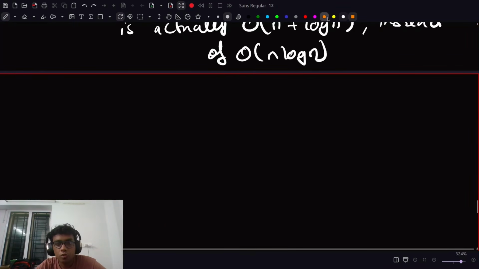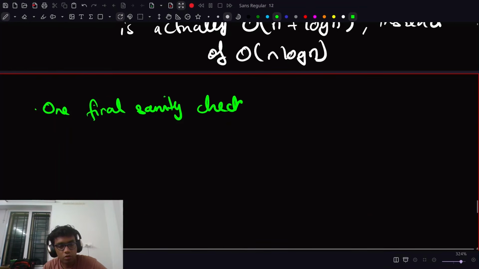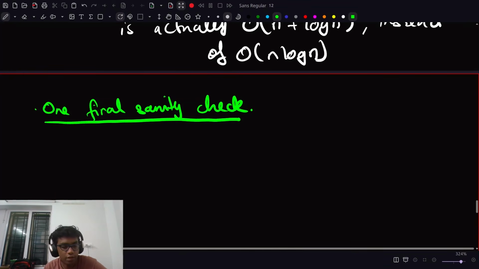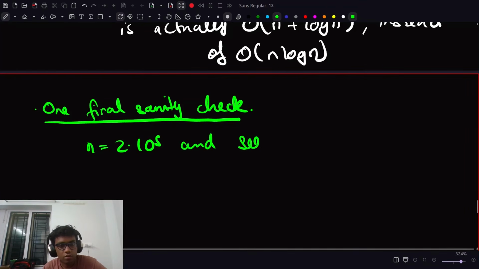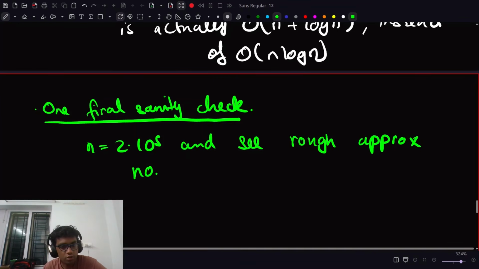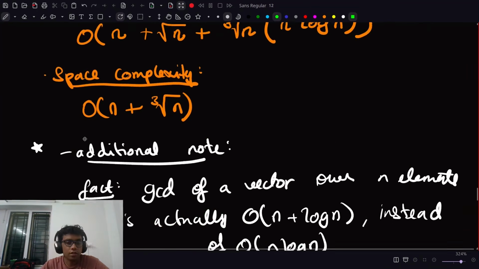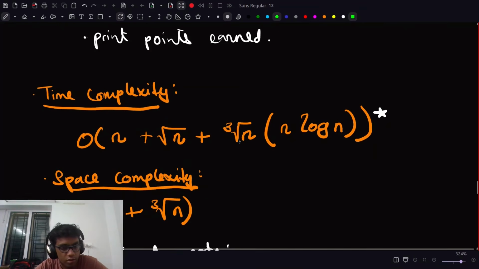Now we'll do one final sanity check. Before submitting, you should always, not always, if you have less time obviously you cannot, but most of the time you should check. We'll put n equals 2 times 10 to the power 5 and see a rough approximation of the number of operations we get using the time complexity formula, just to ensure that it's within 10 to the power 8 operations, which we can do in 1 second.